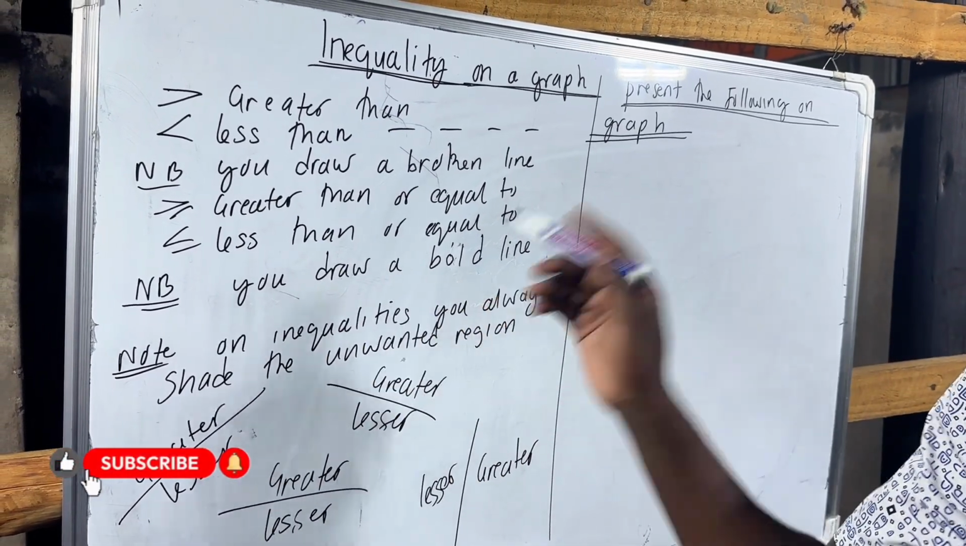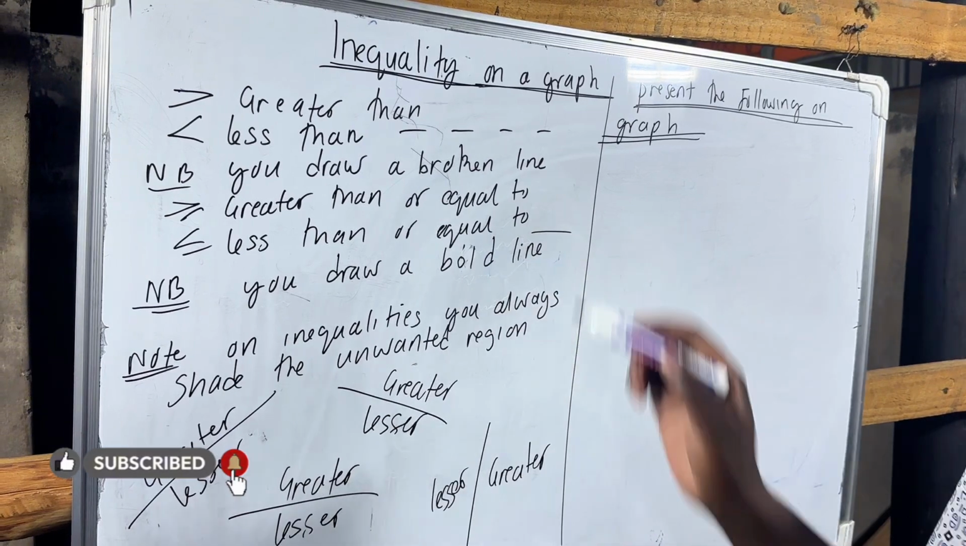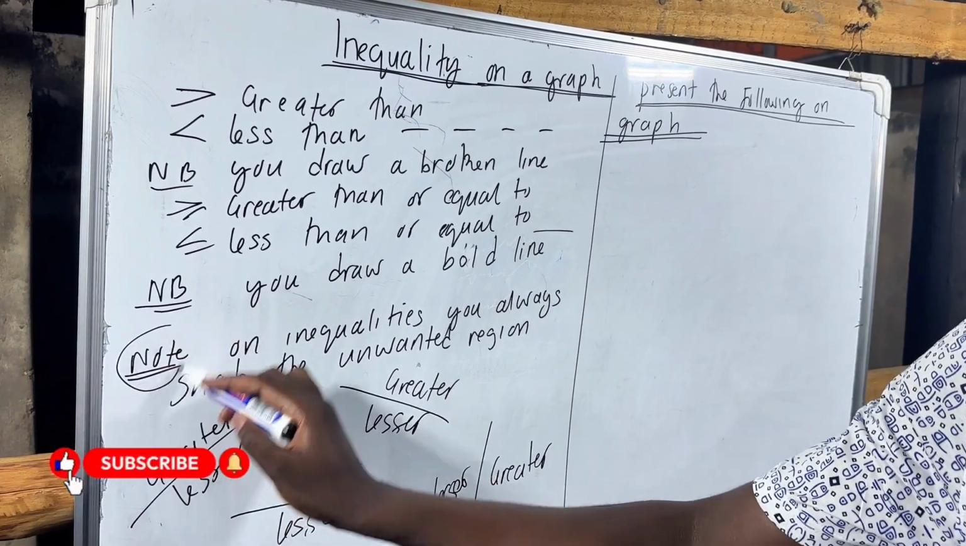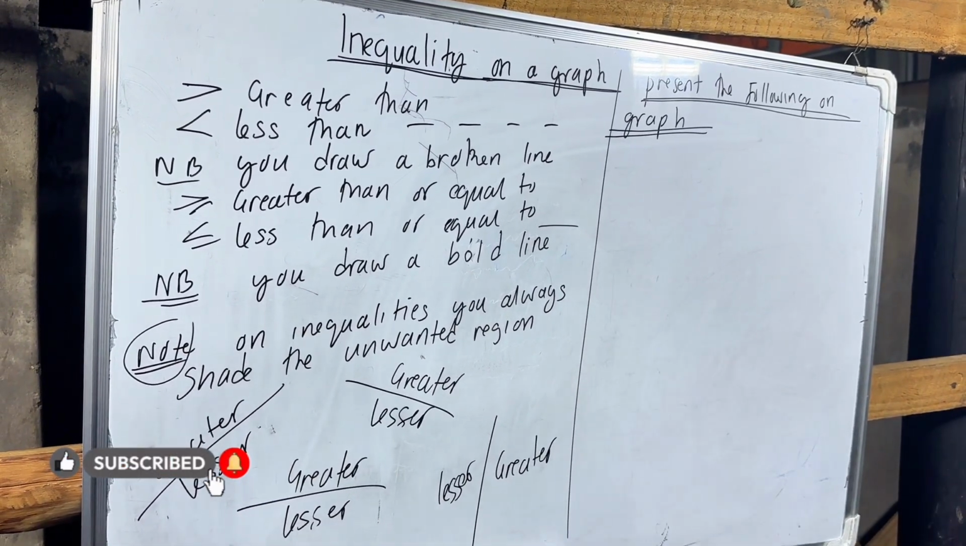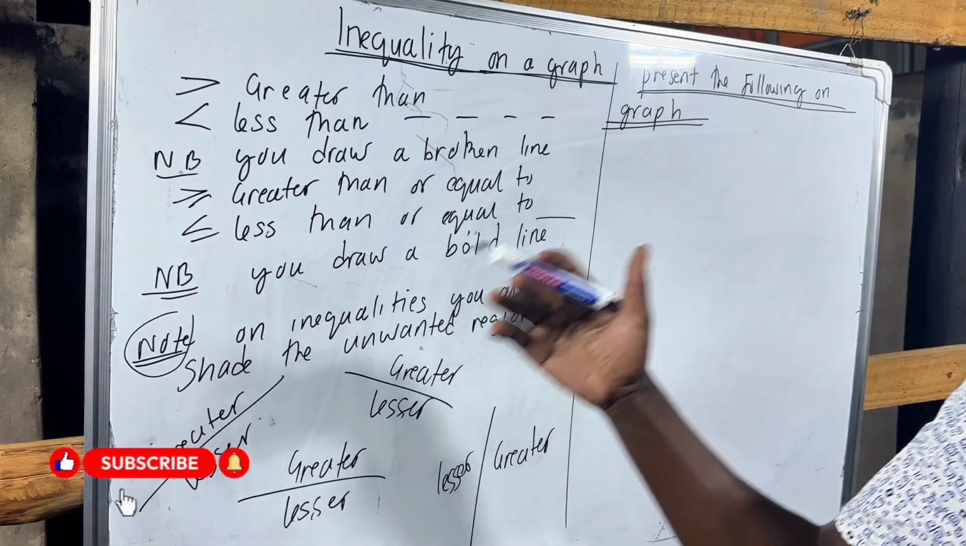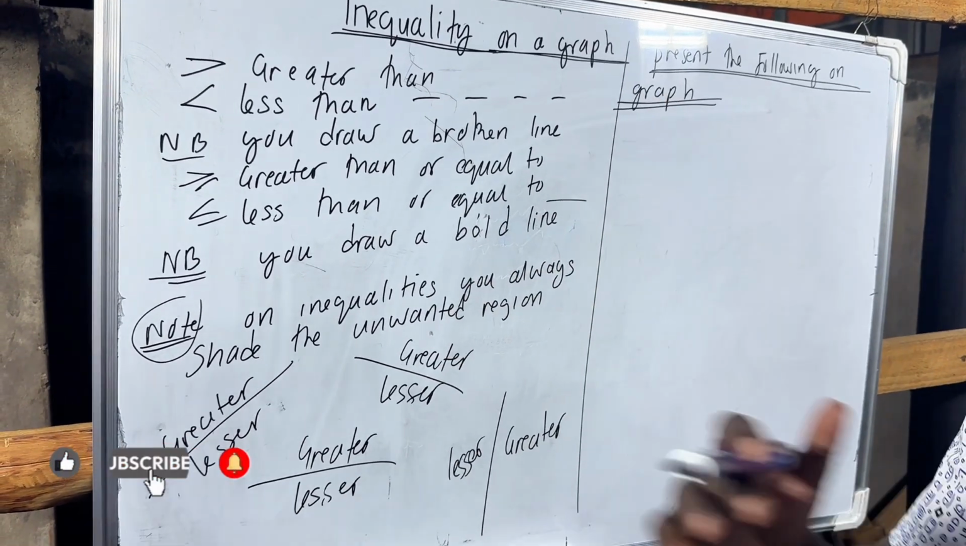In B, you draw a bold line. That's a continuous line. And you should always note that on inequalities, you always shade the unwanted region. If they say greater than, you shade the lesser part.